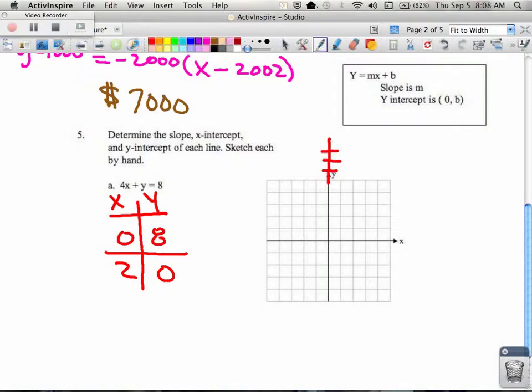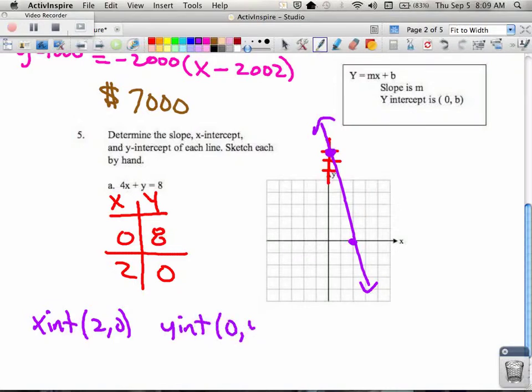And if I graph this thing, I have a y-intercept of 0, 8. And I have an x-intercept of 2, 0. And I draw my line. So here's the line. If I'm looking for the x-intercept, I'd say the x-intercept is 2, 0. I was talking about the y-intercept. The y-intercept is 0, 8. Make sure you get them in the correct order. If they're asking about the y-intercept, there should be a number for the y.